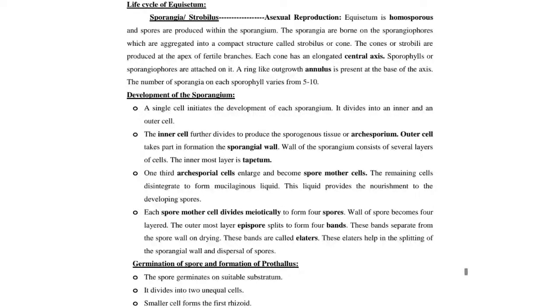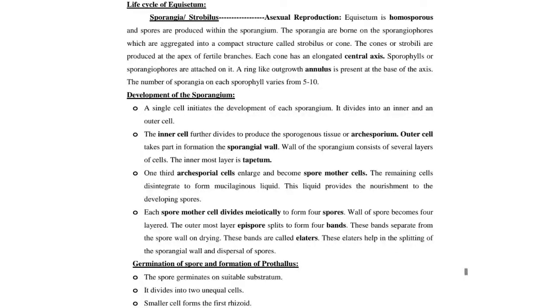Each spore mother cell divides meiotically to form 4 spores. Wall of spore becomes 4-layered. The outermost layer, epispore, splits to form 4 bands. These bands separate from the spore wall on drying. These bands are called elaters. These elaters help in the splitting of the sporangial wall and dispersal of spores.